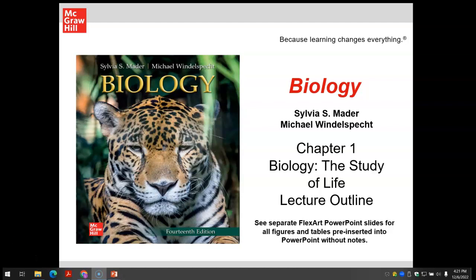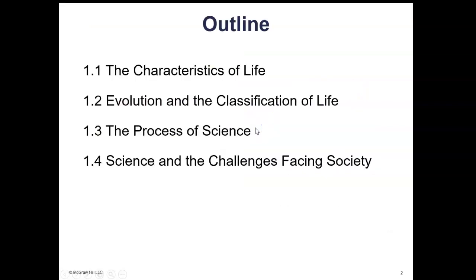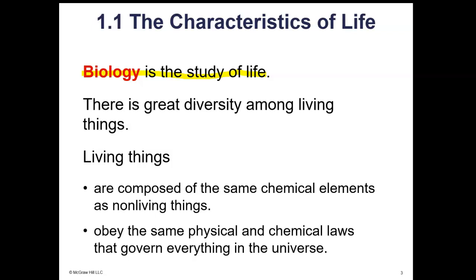These are the lecture notes for Chapter 1, the study of life. Okay, we're going to focus on really the first three sections: the characteristics of living things, a little bit about evolution and adaptations, and then classifying living things into different classification groups. In the process of science, we're going to focus on the steps of the scientific method. So in section 1.1, we're going to focus on the characteristics of living things.